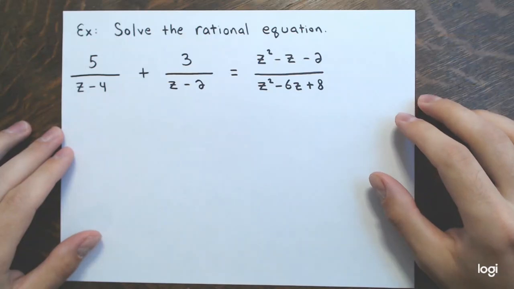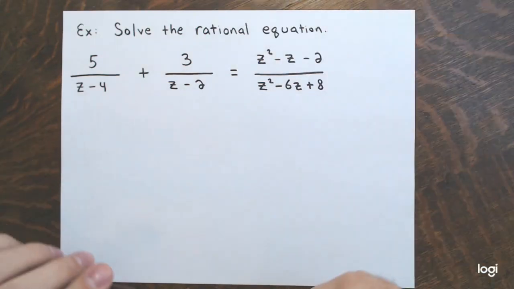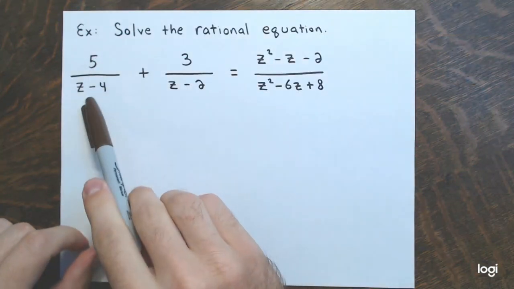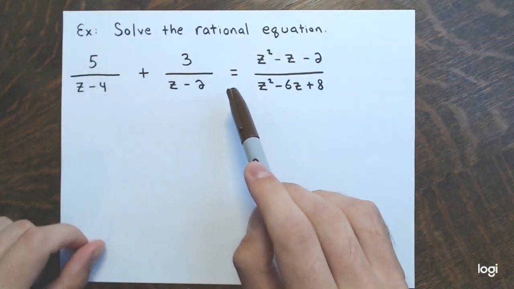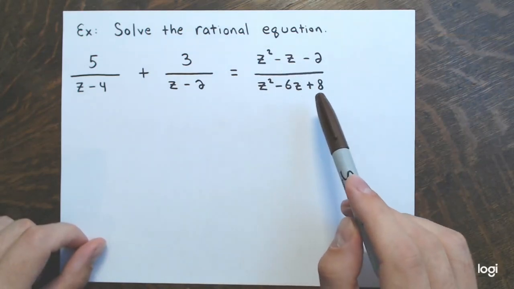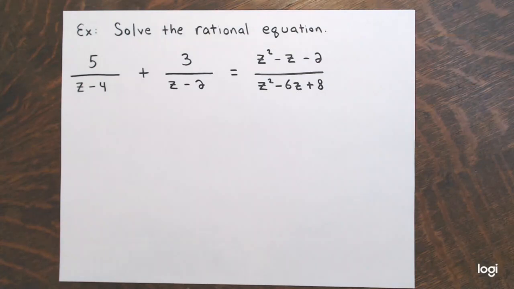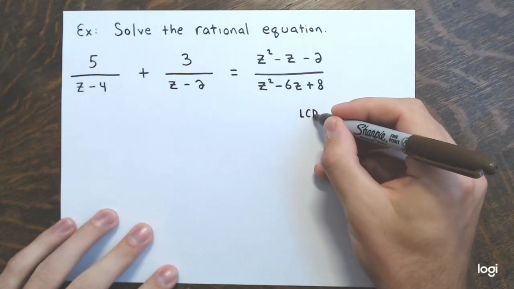So first I have: solve the rational equation. This equation with some fractions. You have 5 over z minus 4 plus 3 over z minus 2 equals z squared minus z minus 2 over z squared minus 6z plus 8. So the first thing I'm going to want to find is the least common denominator.